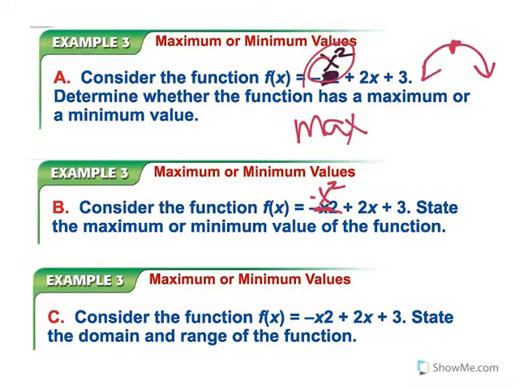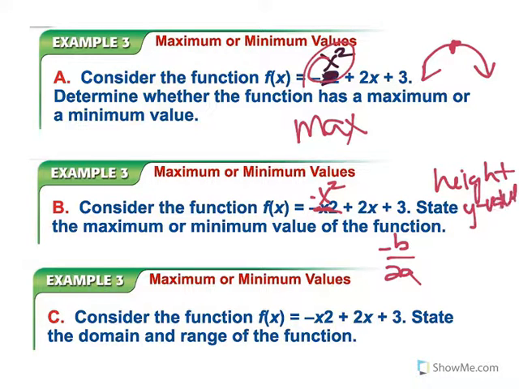Alright, so B, it says consider the function f of x equals -x squared plus 2x plus 3, it says state the maximum or minimum value. Okay, so in this case, we can actually do -b over 2a. And this is going to give me my max or min. Now, when it actually asks for that value, it's asking for the height. So that means you need to find the y value.